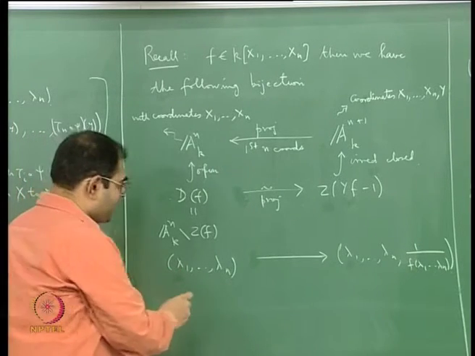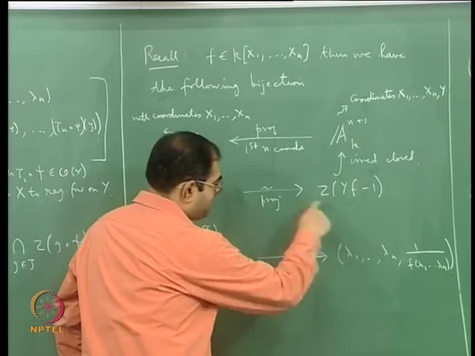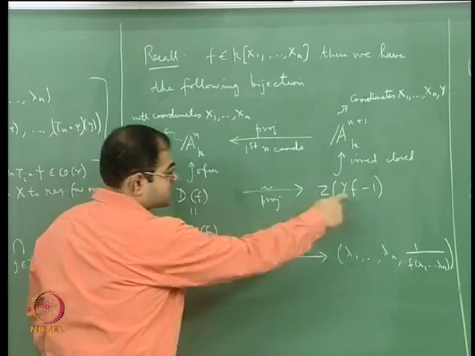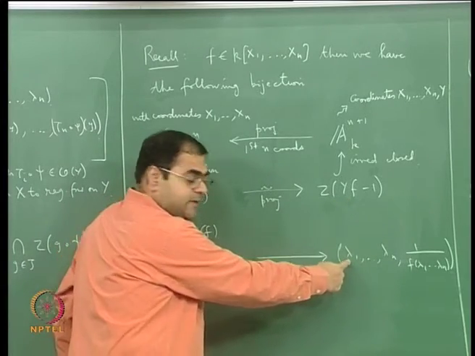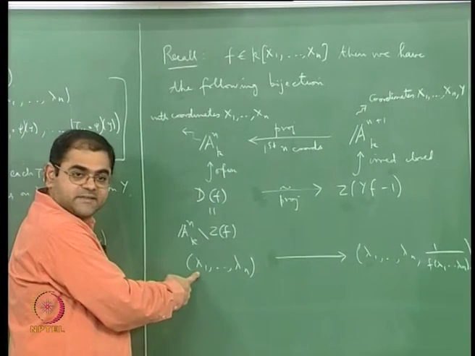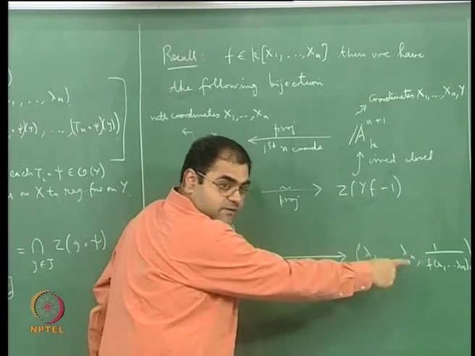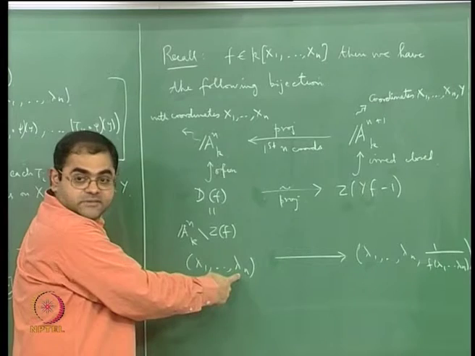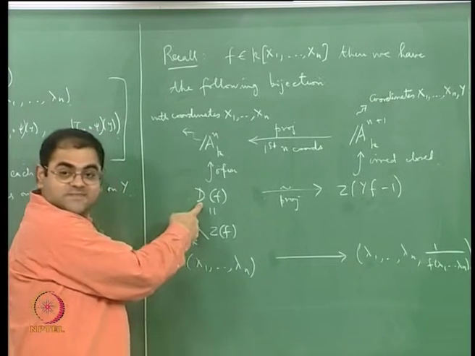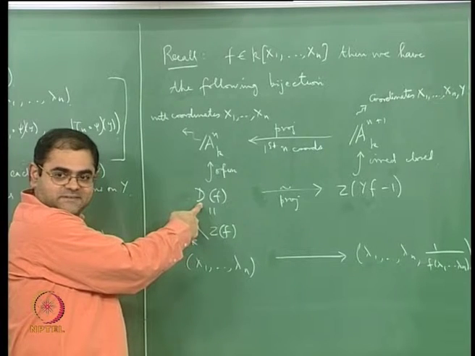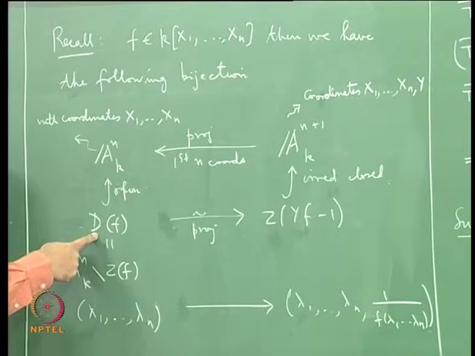Okay, so you see if I compose this map with the first coordinate projection, I simply get the first coordinate projection here. If I compose this map with the second coordinate projection and so on up to the nth coordinate projection, I simply get the nth coordinate projection here, which are of course regular functions. Okay, because a polynomial is always a regular function, and a regular function restricted to an open set is also a regular function. There is no problem.